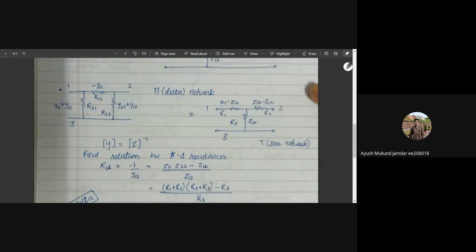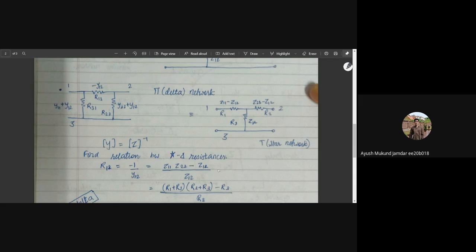So R12 is equal to minus 1 by Y12, and from finding the inverse of the Z matrix, we can find the value of Y12 directly from there, comparing the corresponding elements of the matrices. This turns out to be Z11, Z12 minus, sorry, Z22 minus Z12 by Z12. And on the star network, I've labeled them as R1, R2, and R3. You can see what they stand for. Like R1 is Z11 minus Z12.